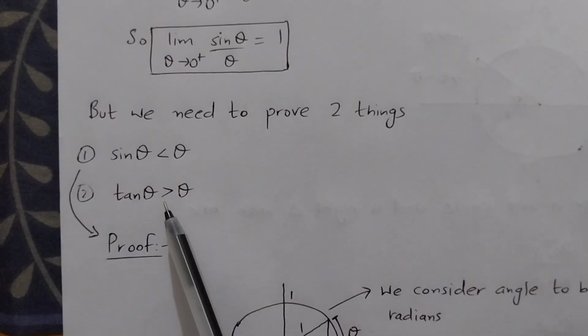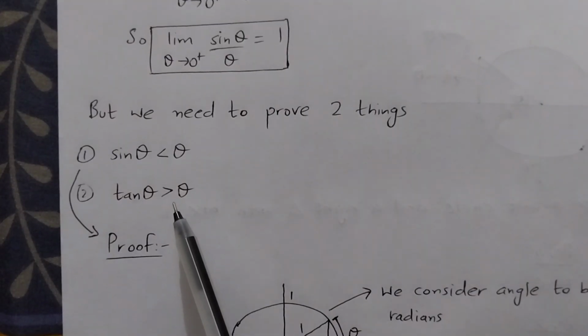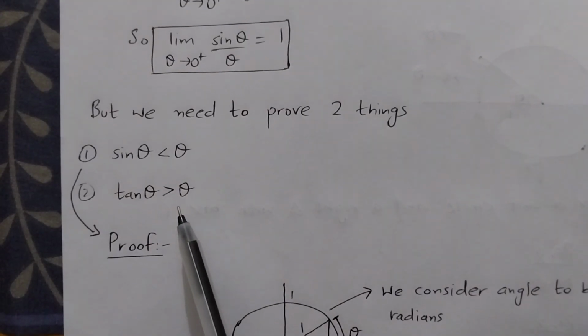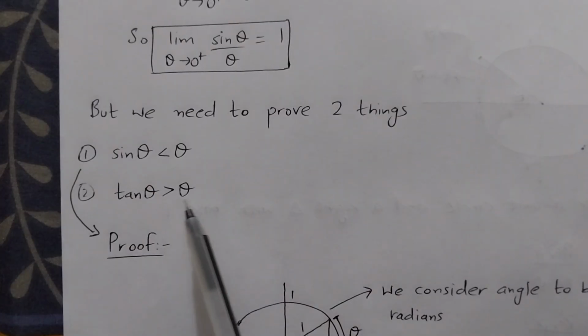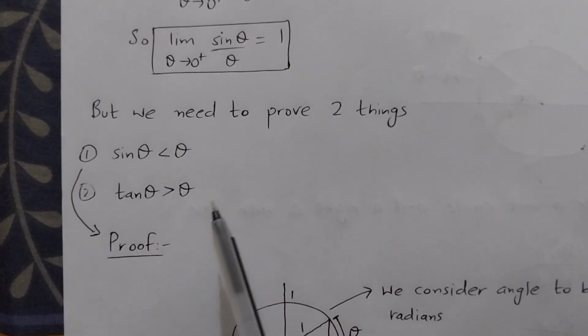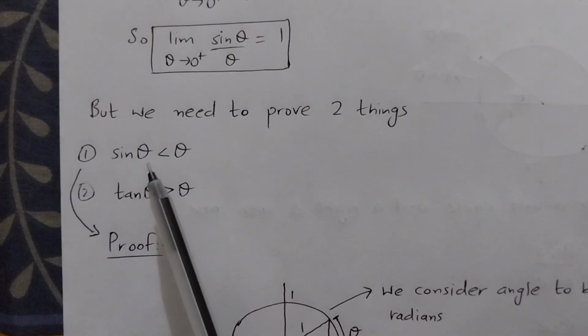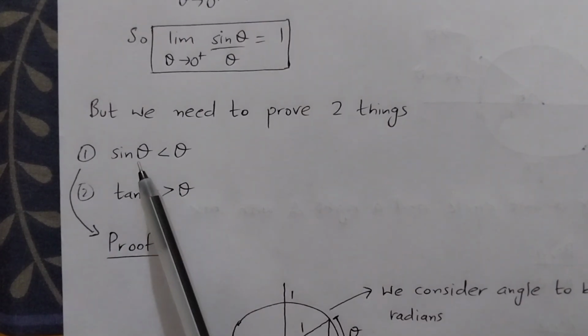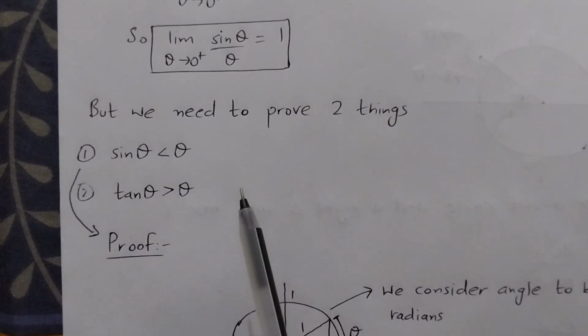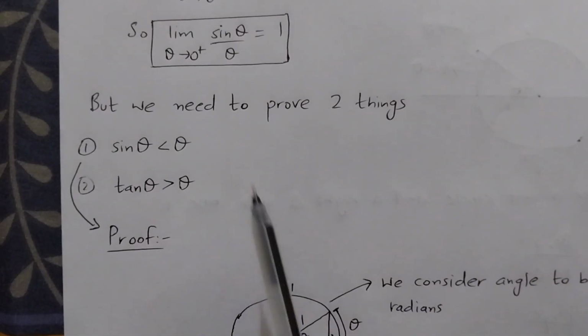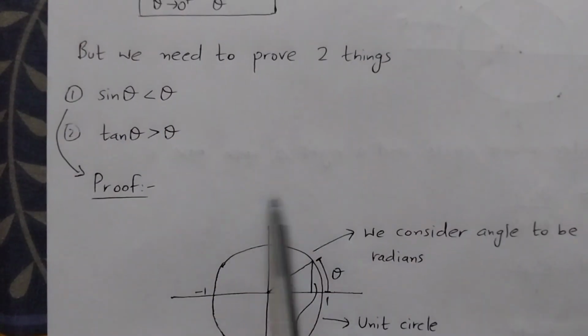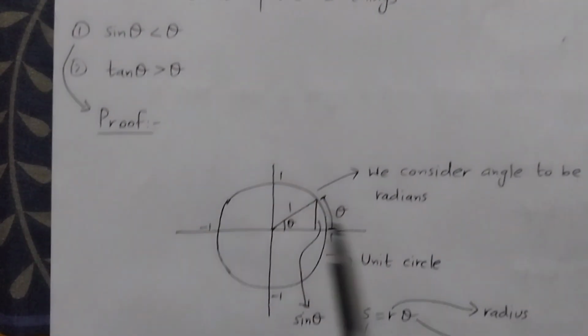Because this gets us to the fact that sine theta over theta is greater than cos theta, and this thing is basically sine theta is less than theta. So we need these two things to be true. So firstly, I'm going to prove that sine theta is less than theta.